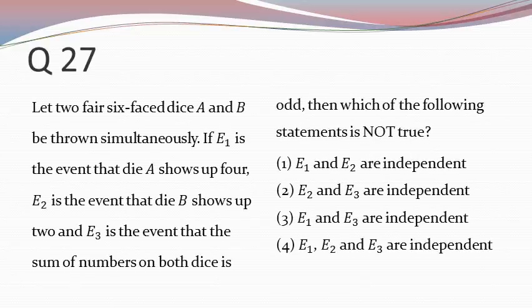Take a moment to read the question. So two fair six-faced dice A and B are thrown simultaneously, and we have defined three events E1, E2 and E3 on this experiment, and we have to find out which among the following statements is not true. How do we do this question?